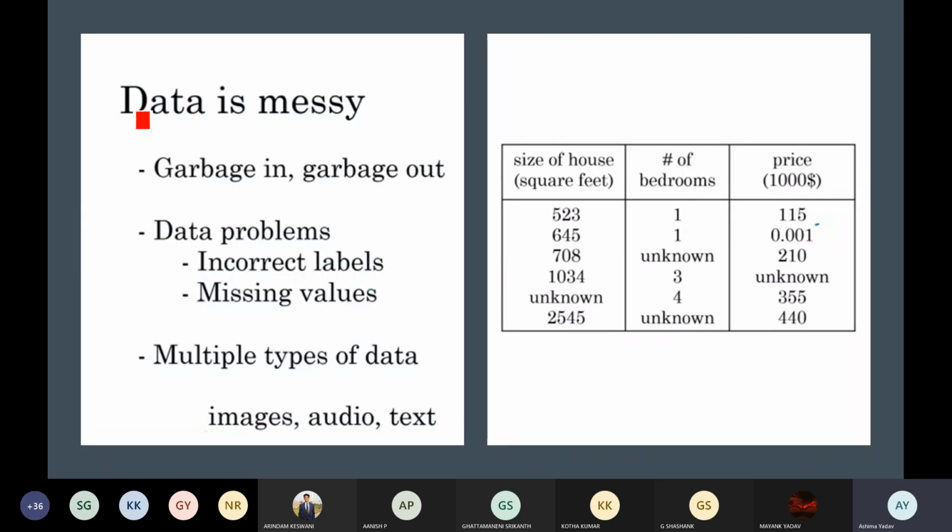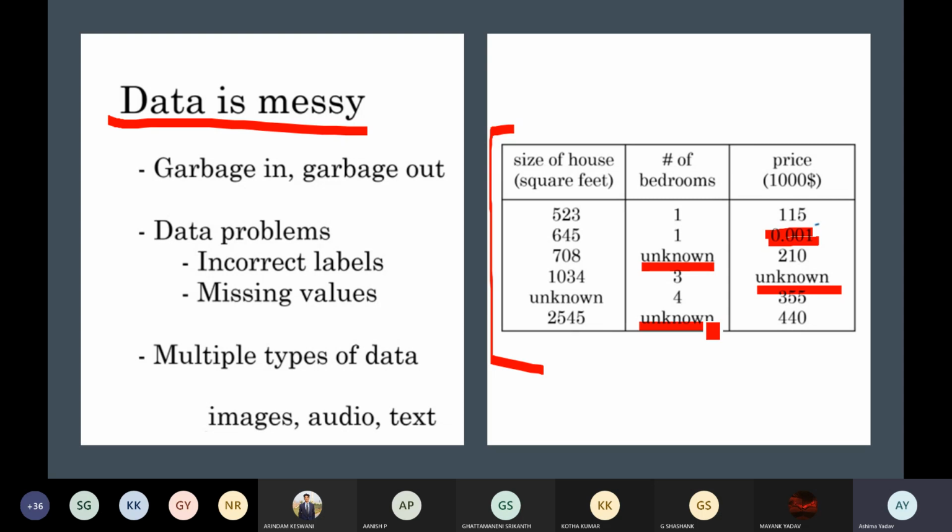Now data, it can be messy. So if I talk about this data, the data which I acquired, suppose, it can obviously be messy. It can have some incorrect label. Suppose in this case, if I have this price, it might be incorrect. So I have to look and see whether the data is correct or not, whether there are any missing values here. So you can see there are many missing values in the data.